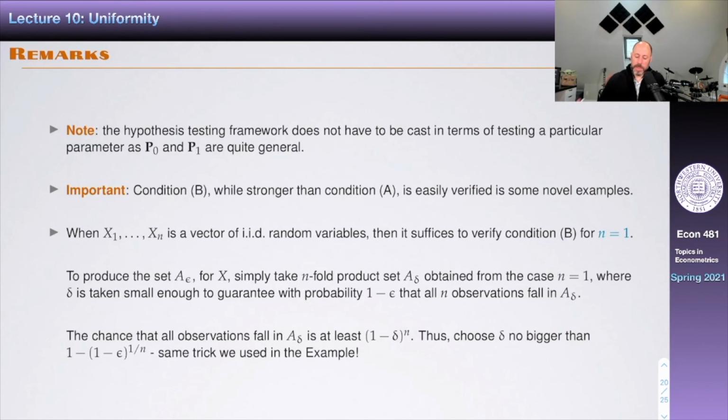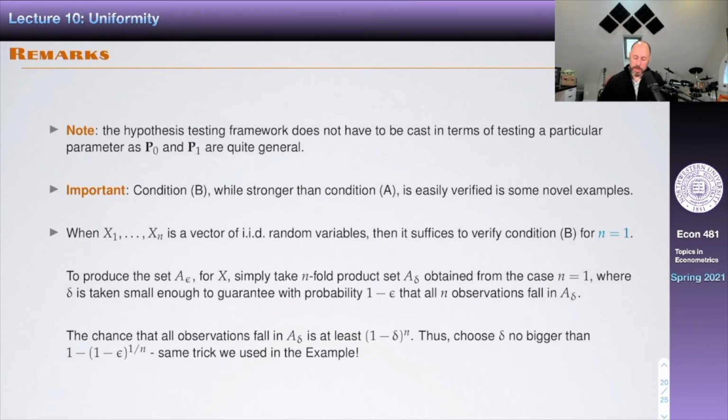Remarks. The hypothesis testing framework does not have to be cast in terms of testing a particular parameter, as bold P0 and bold P1 are quite general. Okay? Condition B, while stronger than condition A, is easily verified in some novel examples. And when you have a sample of size n, a vector of iid random variables, it is sufficient to verify the condition for n equal to 1. In particular, condition B, you can just verify for n equals 1.